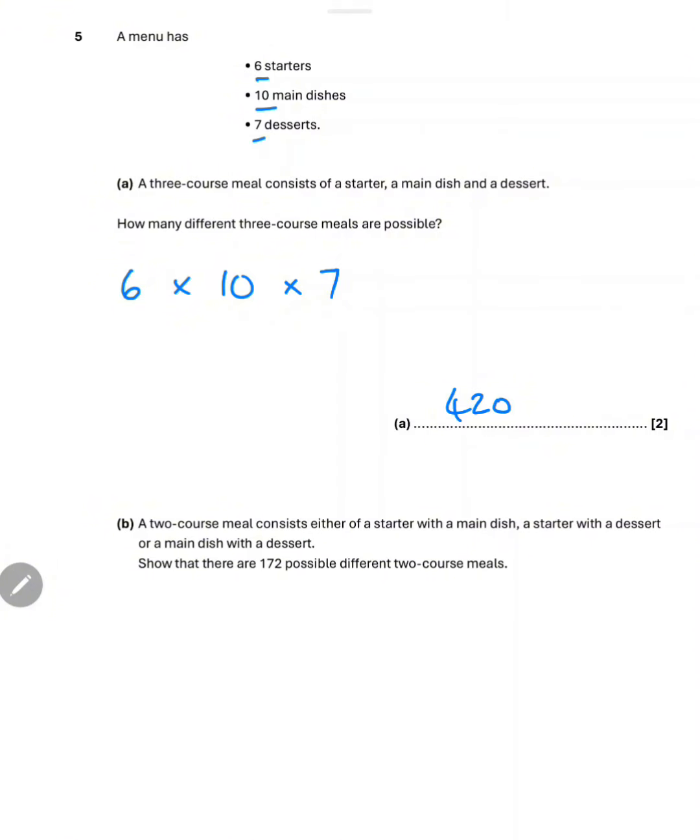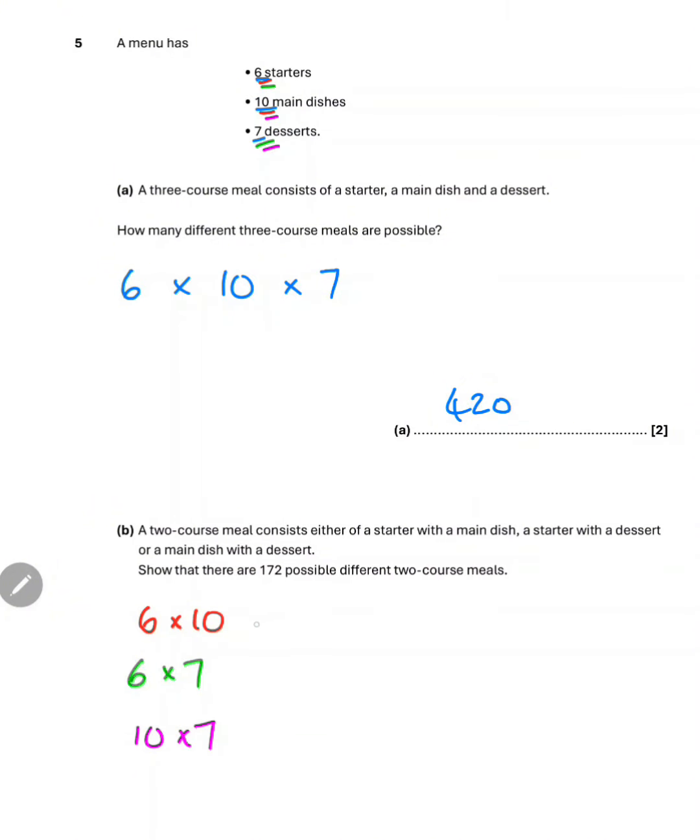A 2-course meal is either a starter and a main. So there's 6 times 10 combinations there. It could be a starter and a dessert. So there are 6 times 7 combinations there. Or it could be a main and a dessert. So there are 10 times 7 combinations there. If we just work these through, we're going to get 60, 42, and 70. And I promise, if you add those together, you get the 172 that the question talks about.